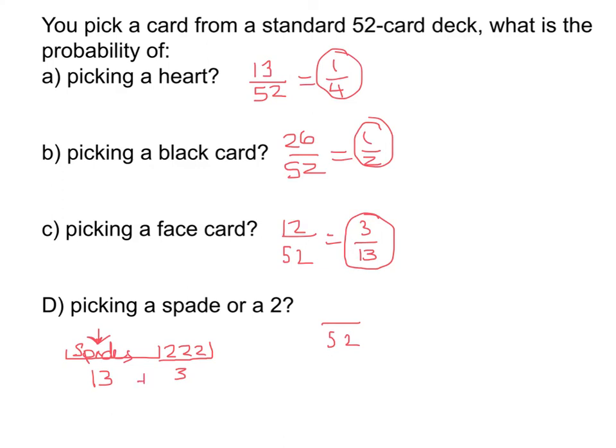So when we add these together, that means that there are 16 different possible choices out of the 52 choices that we have. Again, remember, you cannot count the 2 of spades twice. So this simplifies to 4 out of 13, and we are done.